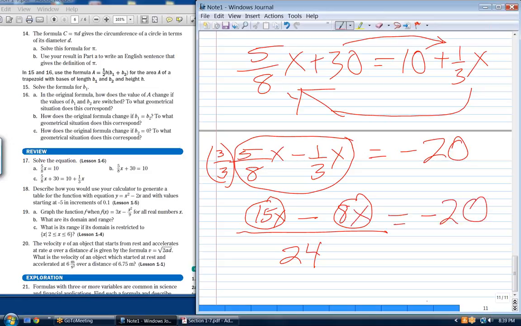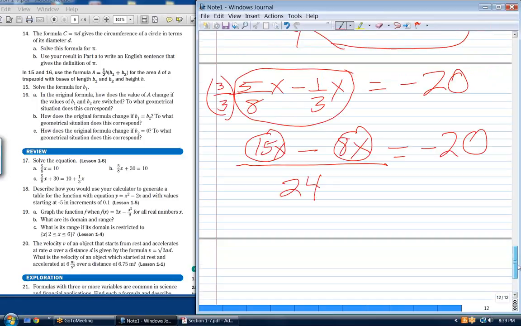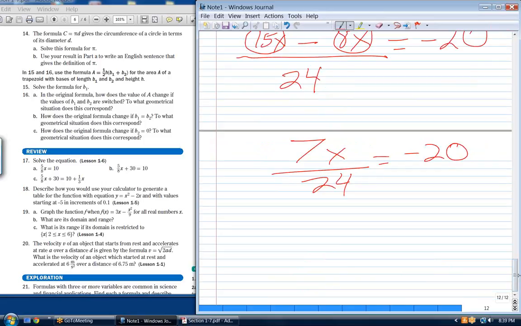Now I can simplify that because I can operate on the numerator. So I got 7x, which is 15x minus 8x, over 24 equals negative 20. What's my next step? The next step would be to multiply by 24. So we got 7x equals minus 480. Now what? Now we would divide by 7.